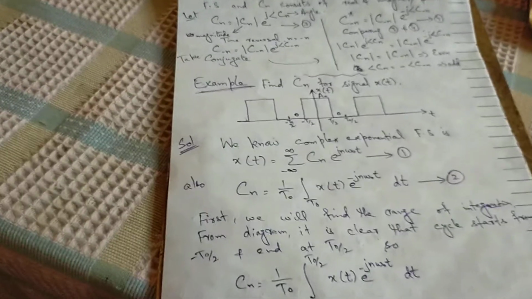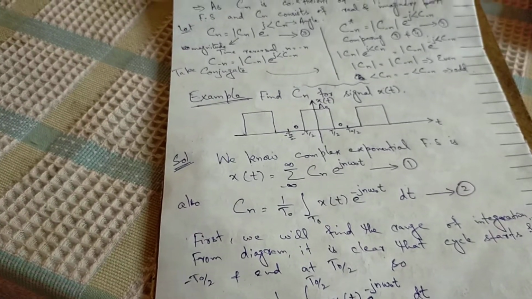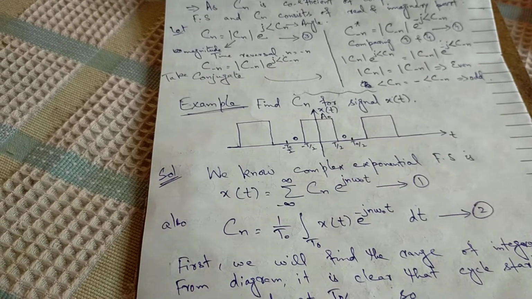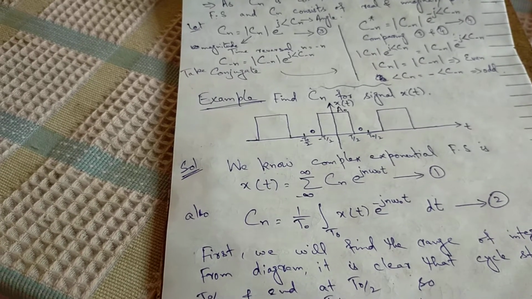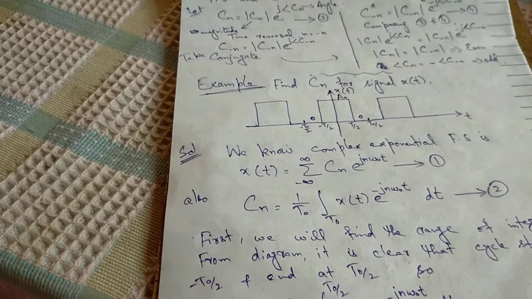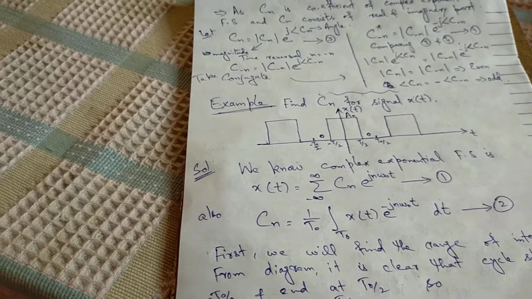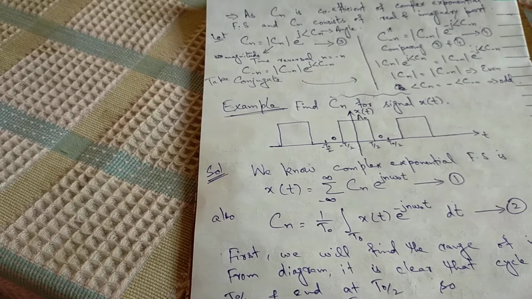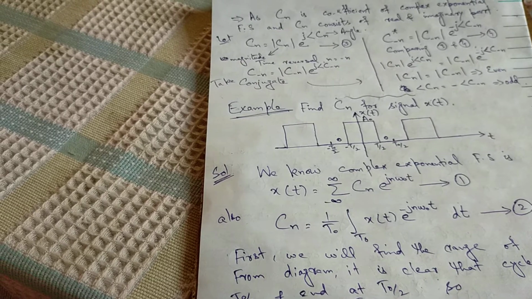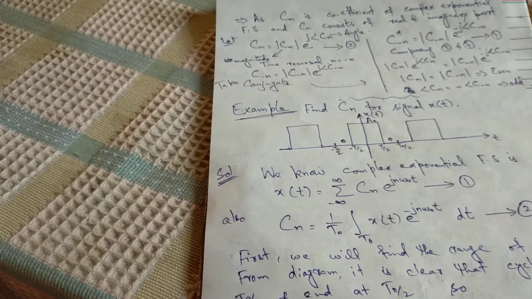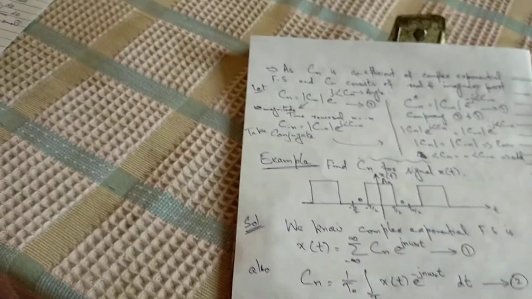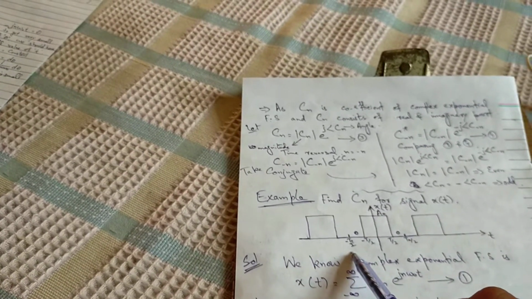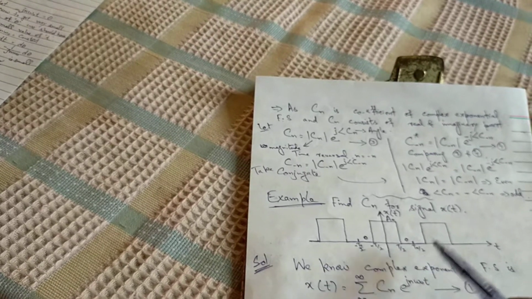We will solve an example so that we can clearly understand the complex exponential Fourier series. The question is, find Cn for the signal x of t. Signal x of t is given, which is a symmetrical signal. From the figure it is very clear that it is symmetrical about the x-axis, and its fundamental time period starts from minus T naught by 2 to T naught by 2.